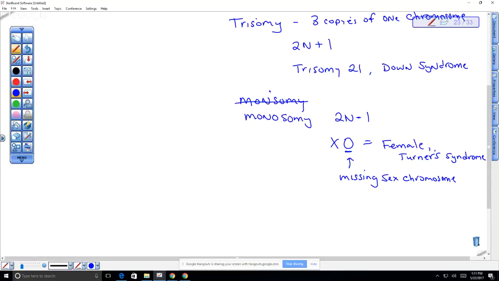Okay. So the process of getting an abnormal number of chromosomes is called non-disjunction. So this is the mechanism. So disjunction refers to the separation of the chromosomes. So we'll say that the chromosomes do not separate properly during meiosis.